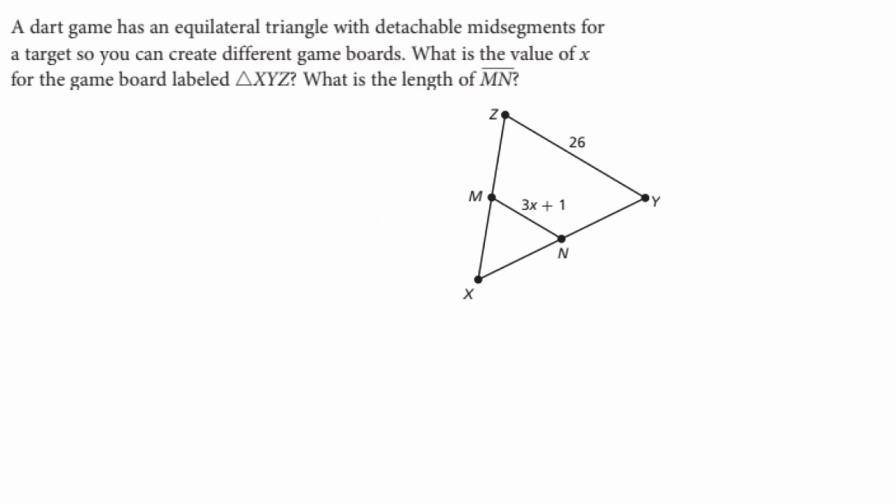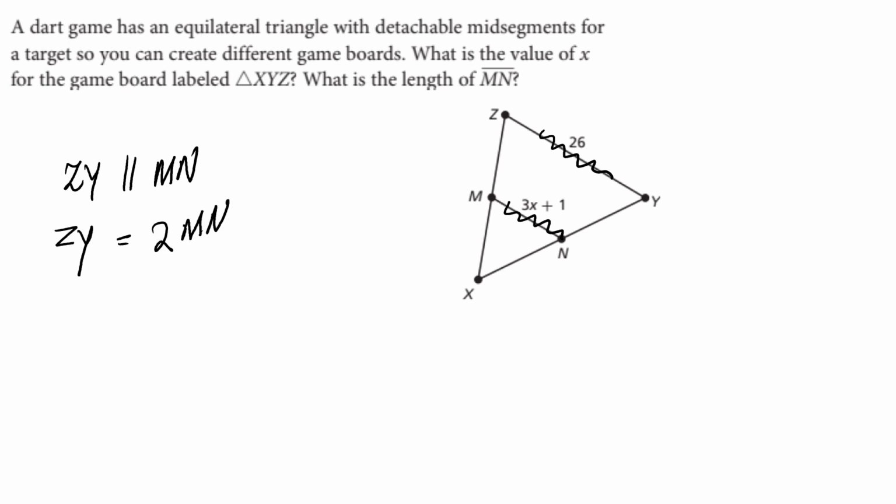This is a word problem. A dart game has an equilateral triangle with a detachable mid-segment for a target, so you can create different game boards. What is the value of x for the game board labeled in the triangle XYZ? And what else are they asking? What is the length of MN? So it is so easy. We know that MN is half of ZY, or you can say that ZY is parallel to MN, or ZY is twice of MN.